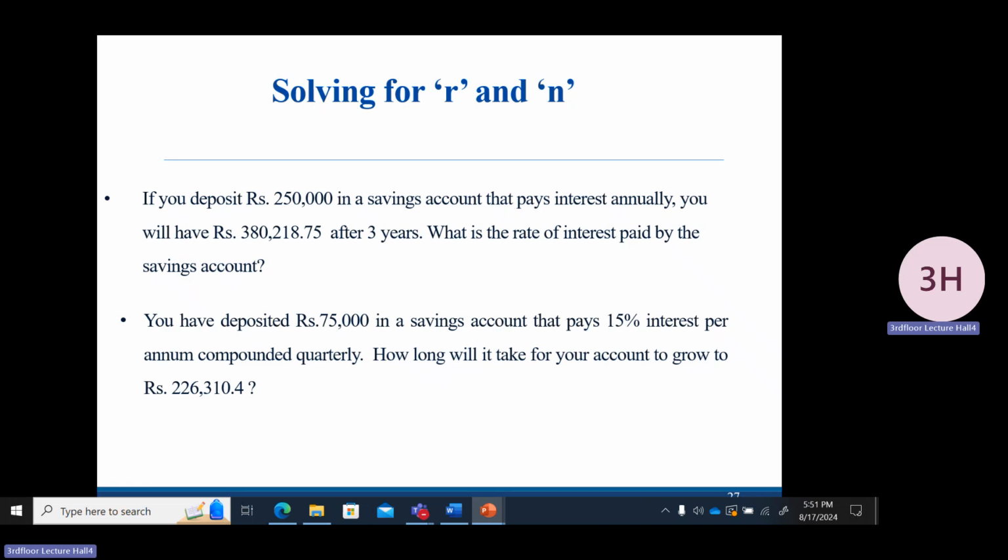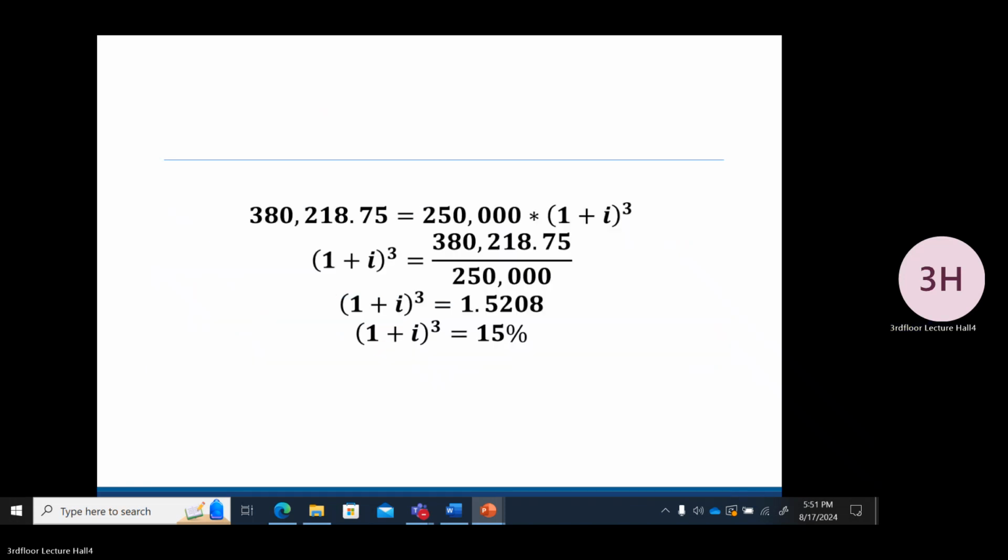I think your answer should be 15%. If it is 15%, it is correct. Next one.